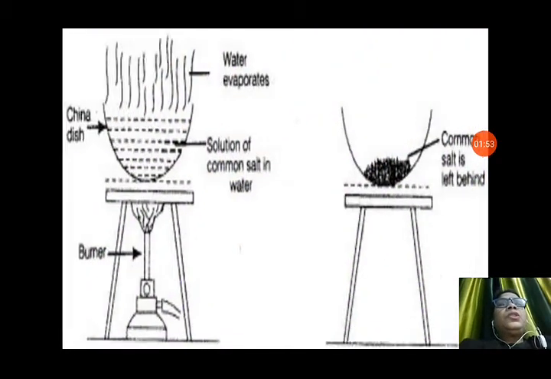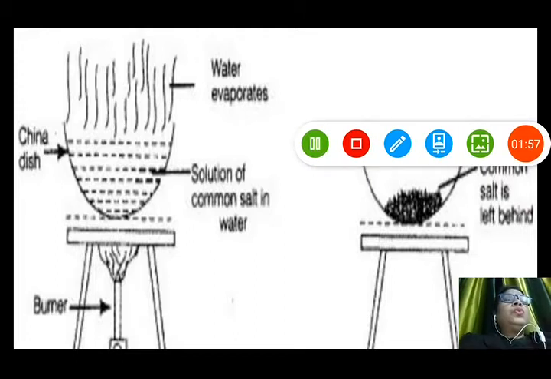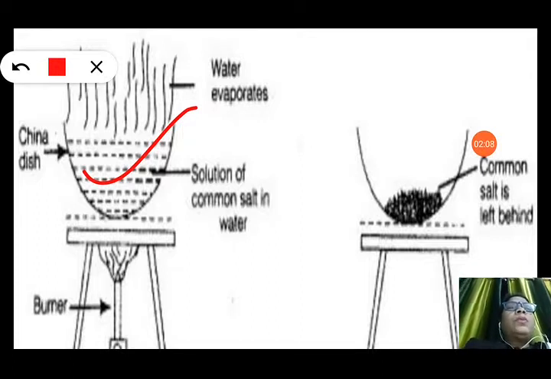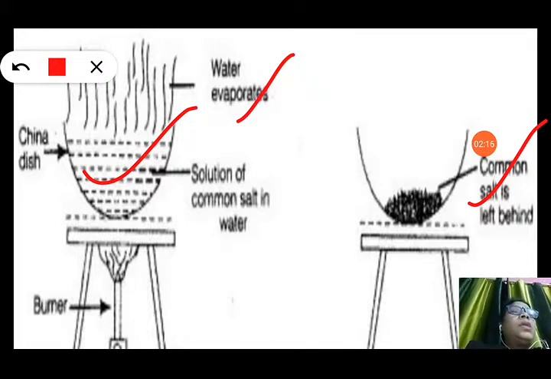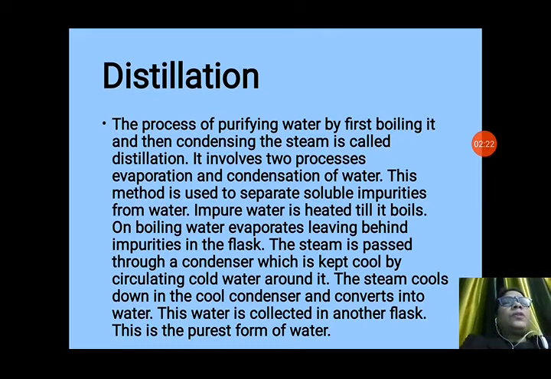You can see the picture given here. A china dish is taken in this picture to evaporate the liquid. It is put on a tripod stand, and a burner is used to heat the solution. So the water evaporates, and at last we see that common salt is left behind. The salt which we dissolved in the water is left behind in the dish, and all the water evaporates. So we can get it back by evaporating.